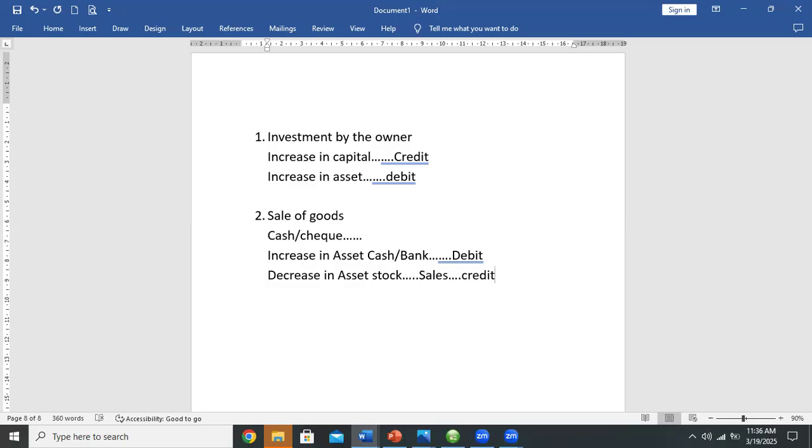Now, the second part we saw is when you sell on credit. We sold the goods on credit. That means the customer didn't pay. Then we say you have an increase in asset. Increase in asset, that is a debtor. The debtor, because the person didn't pay, we sold to that person on credit. And a corresponding decrease in asset stock.